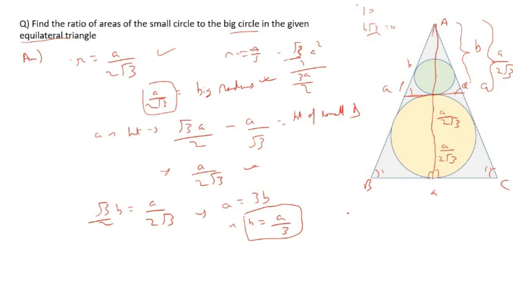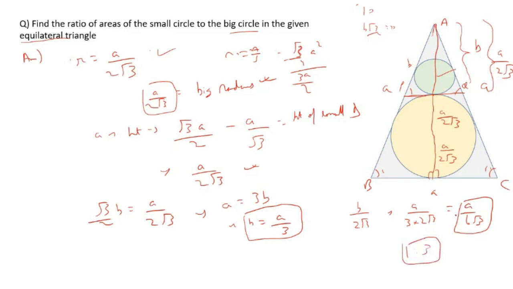Now it's just simple. So the inradius for this small triangle will be, we know the formula for inradius is side upon 2 root 3 for an equilateral triangle. This is also an equilateral triangle. So it will be side upon 2 root 3, which is basically a by 3 into 2 root 3, which is a by 6 root 3. So this is the inradius of this triangle. So this is the smaller radius. The big radius we know is a by 2 root 3. So the ratio is a by 2 root 3 and a by 6 root 3, which is 3:1. Or small circle is to big circle would be 1:3.